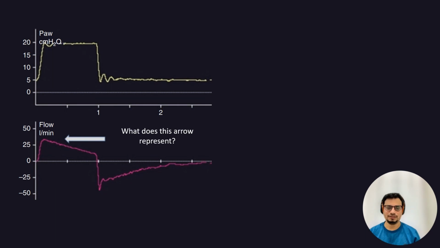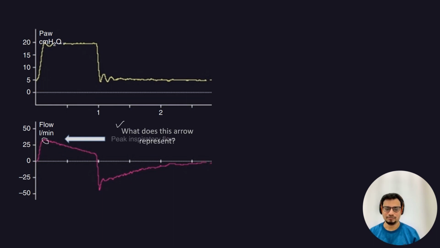So observe this image of two ventilator waveforms related to the same mode. Above is the pressure time curve, and the lower one is the flow time curve, as you know. Now the first question for you is, what does this arrow represent? So here is the arrow. What does this value represent?